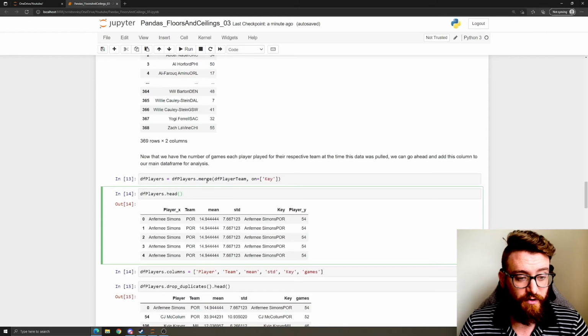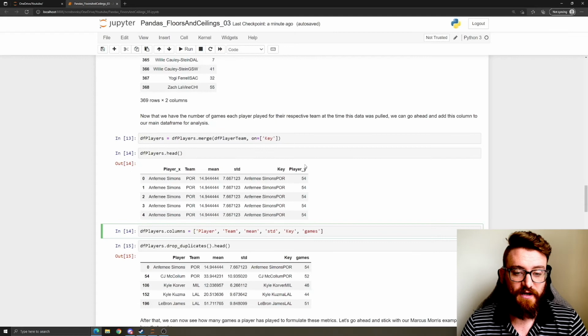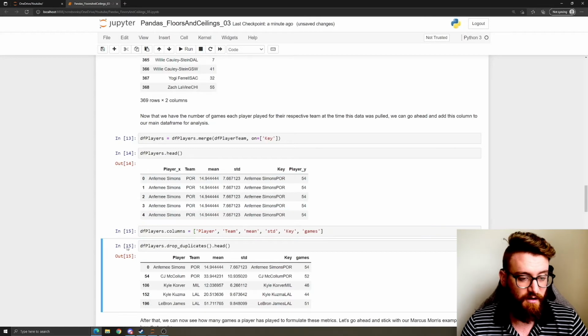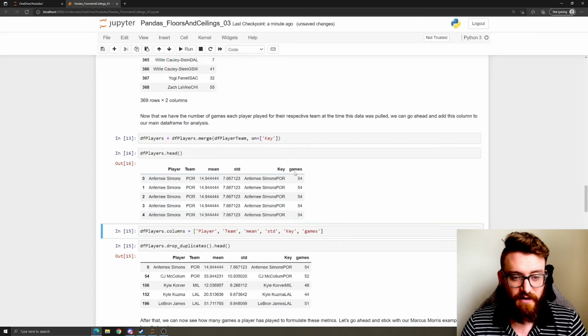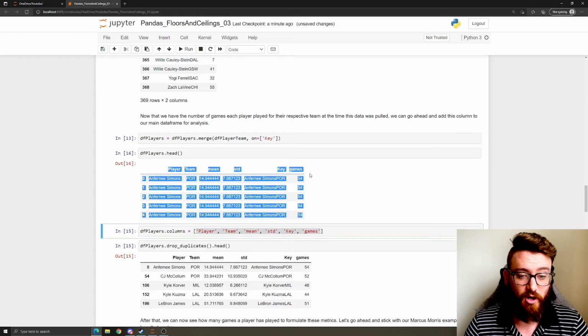So next thing we want to do is we've merged, we've looked at it. Now we're just going to rename, we're going to redefine our columns attributes. So we're going to just do player team, mean, standard deviation, key, and we're going to change this to games. So we have the number of games. And just to verify that, we can see that it's updated to exactly what we told it. You will get an error here if you do not specify a column name for every column in your data set.